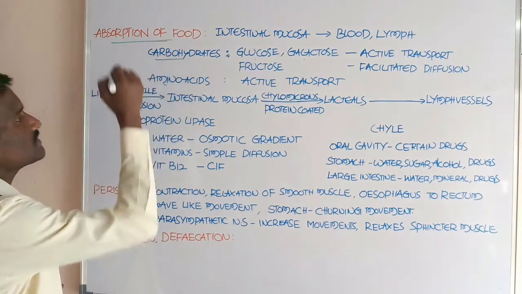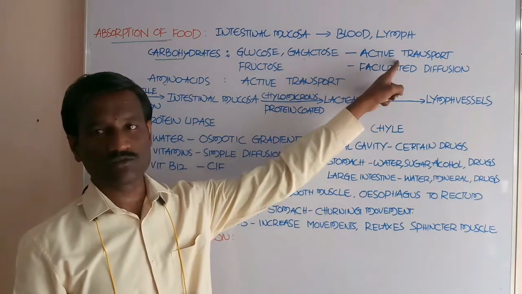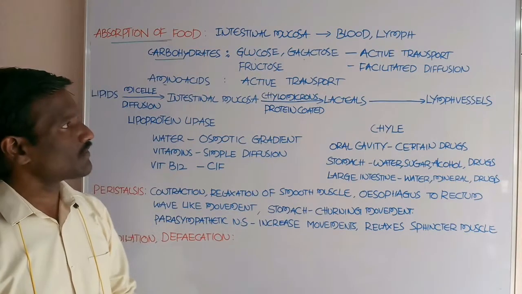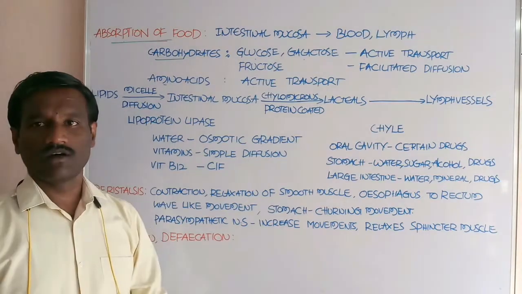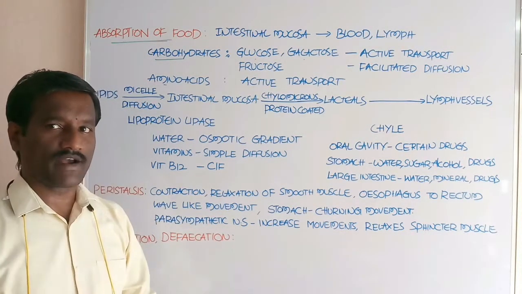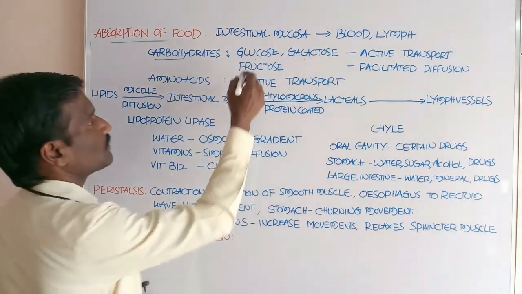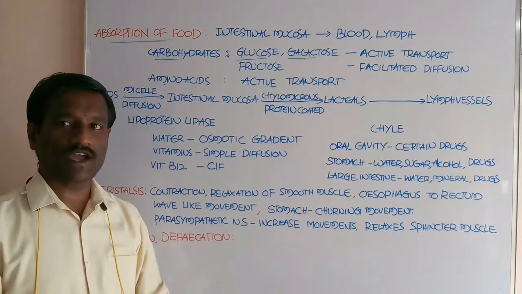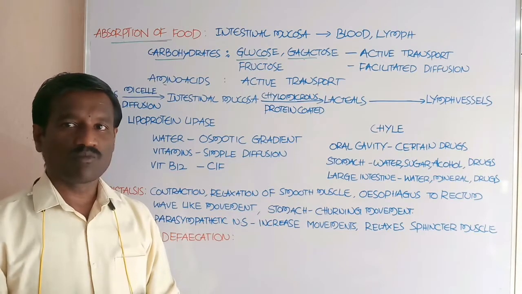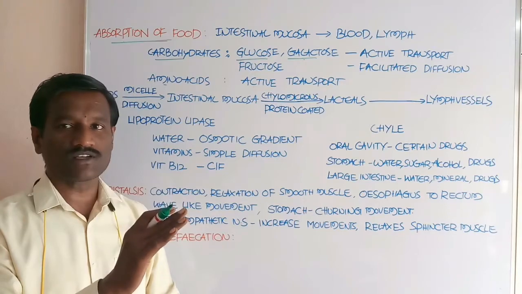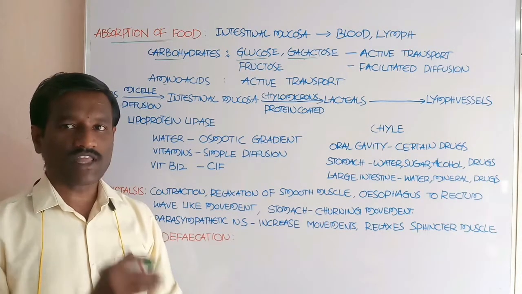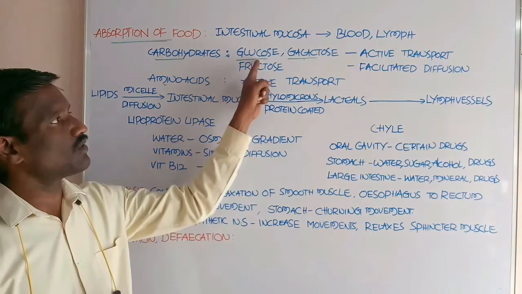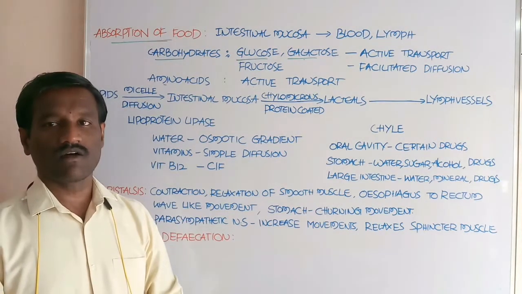Okay students, now these food particles are absorbed by active transport mechanism, facilitated diffusion, and passive transport also. First, if you observe the absorption of carbohydrate materials, glucose and galactose are absorbed by active transport. What is the meaning of active transport? Active transport means movement of molecules from low concentration to high concentration, utilizing energy. By active transport, glucose and galactose are absorbed into the cells of the intestine.